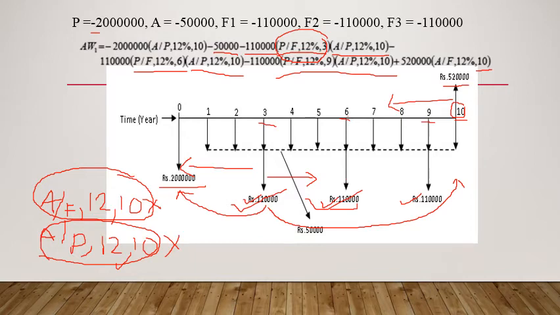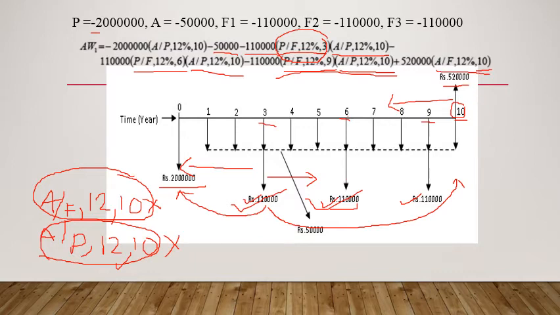You can take it as an assignment and try that, and you will see that the answer will not change. So the third 1,10,000, first I convert into P at t is equal to 0 by using the factor P by F comma 12 comma 9 and then A by P comma 12 comma 10. What else remains? The salvage value 5,20,000. It is at the end, so there is no problem for me. I can straight away convert that into A by using the factor A by F comma 12 comma 10.